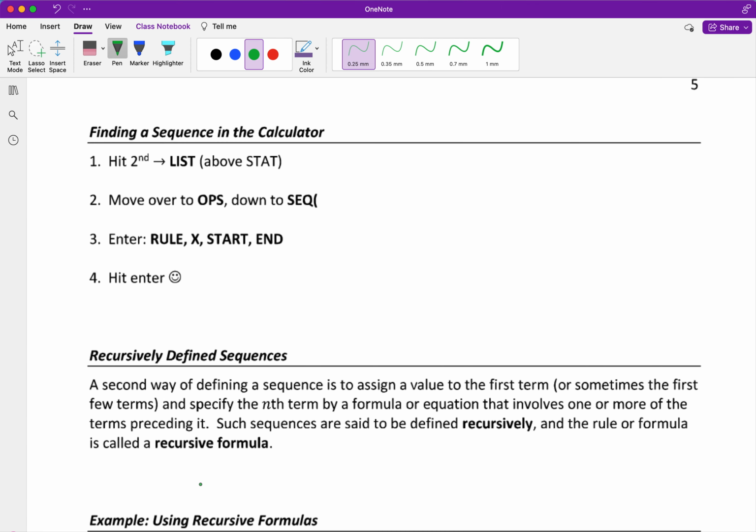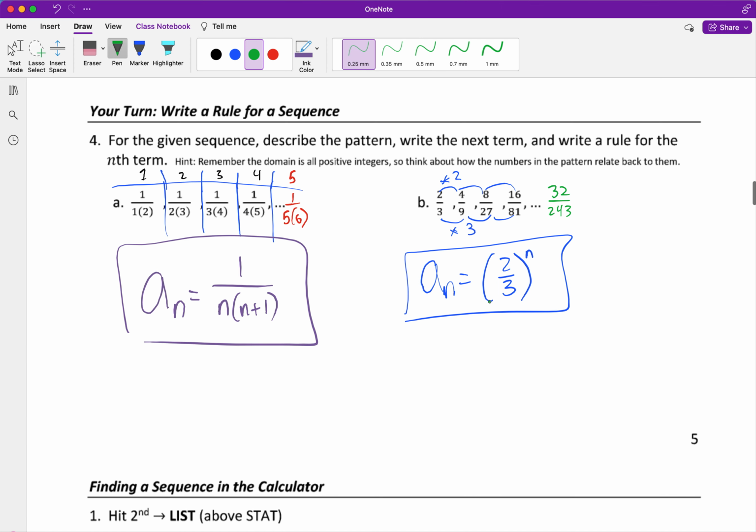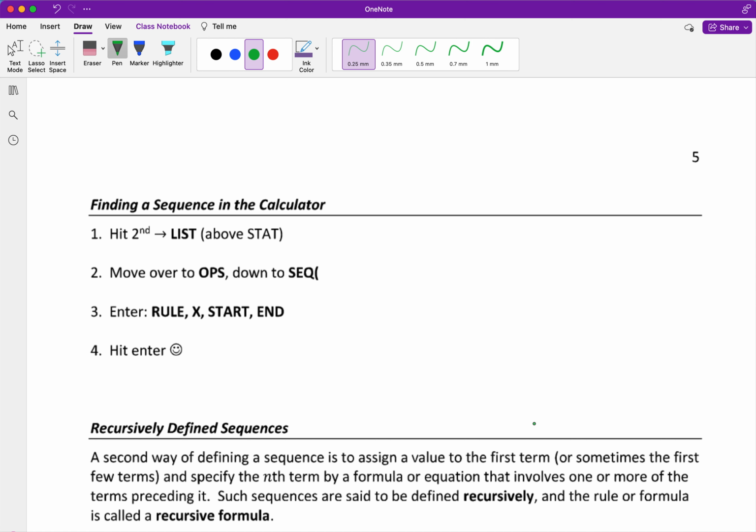And so what I just did is I confirmed actually that our pattern that we made here, 2/3 to the nth, was actually right because I got what I was looking for. So that's a good way to check your work, or if you don't want to have to do the crazy math involved in writing out the sequence, you can ask the calculator to do it for you, and then you just write your answers down.